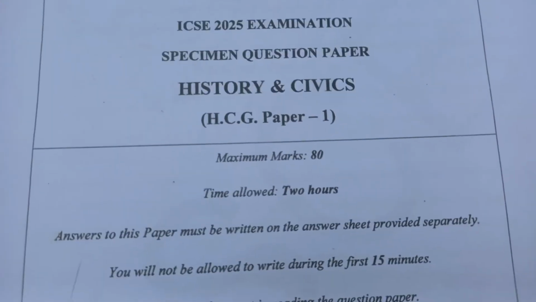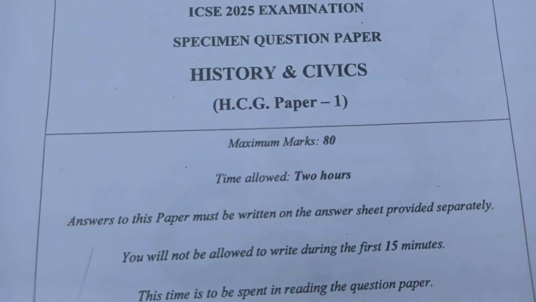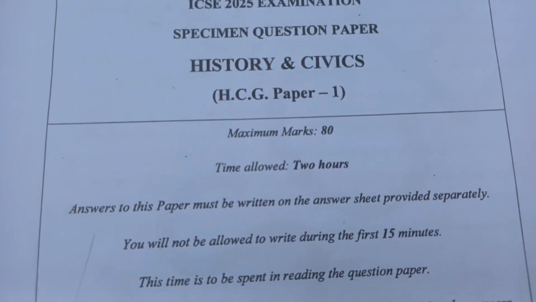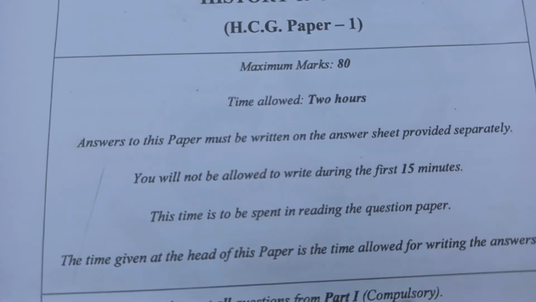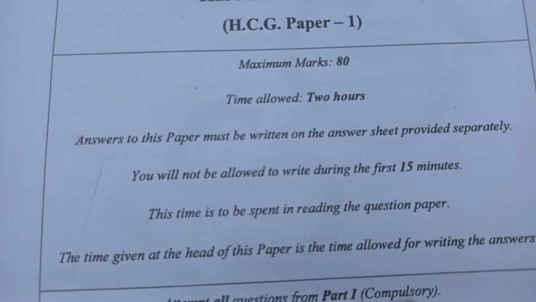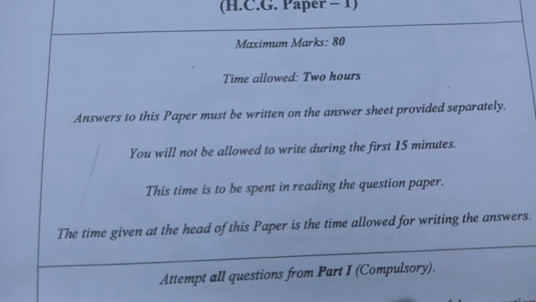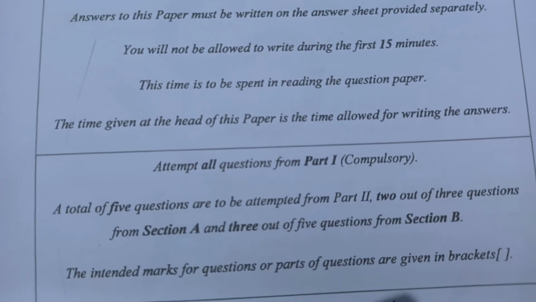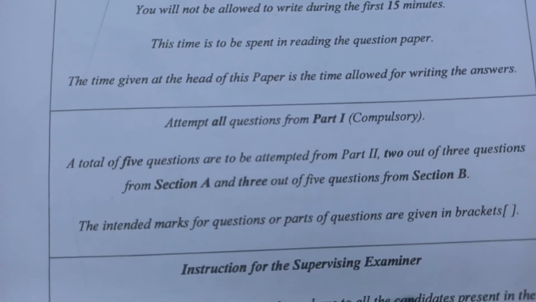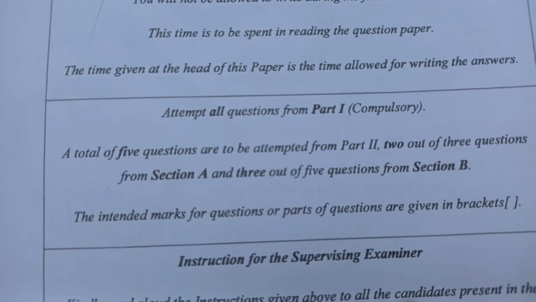So here are the instructions. Total marks is 80 and time allotted is 2 hours. You will get the question paper 15 minutes early to read the entire questions. Then you'll get exactly 2 hours to write the answers. So let's solve this specimen question paper.